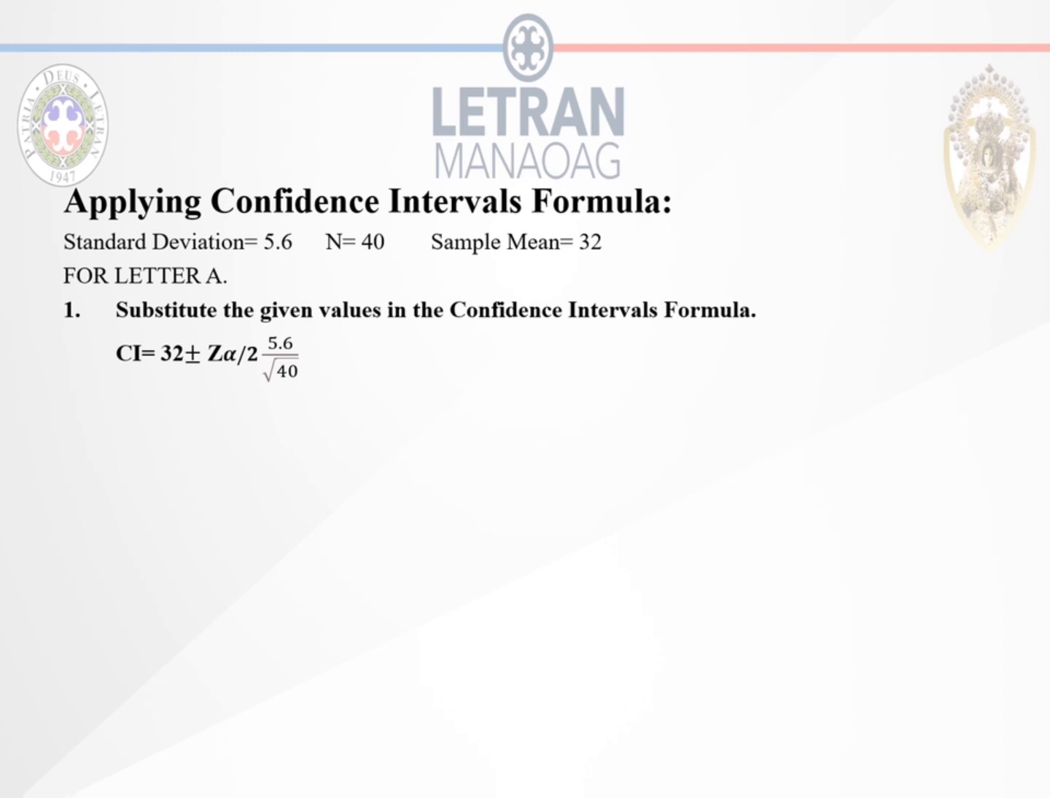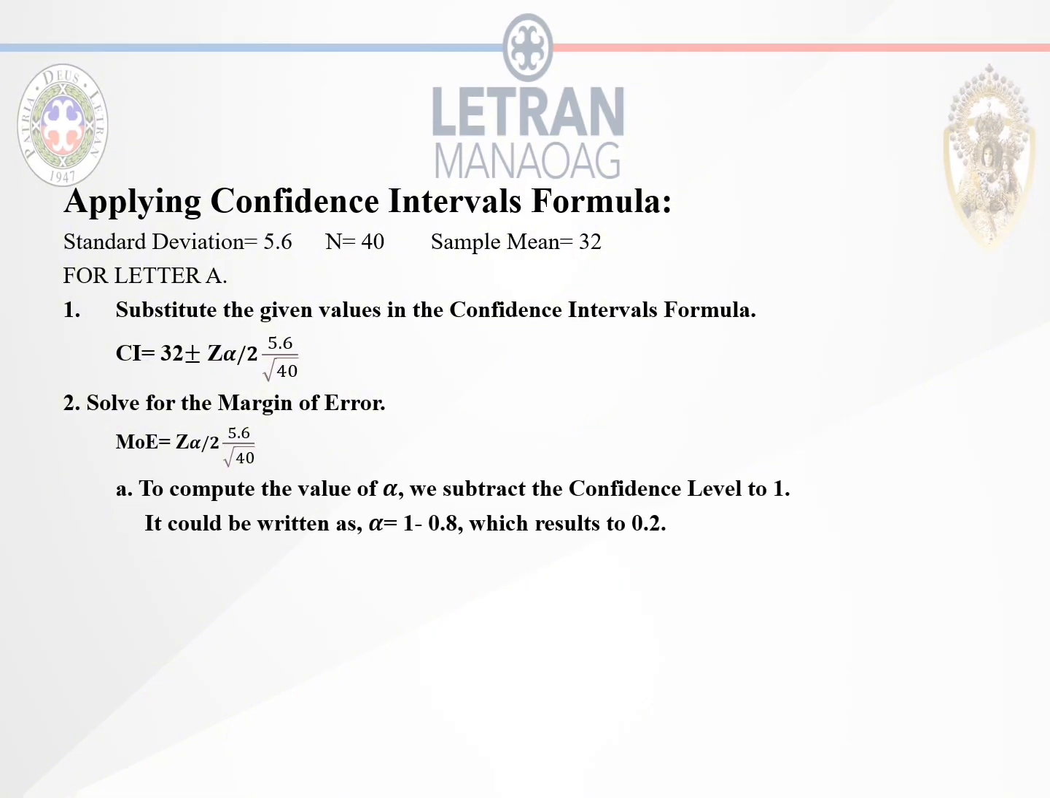root of 40. As we can see, the missing value for the formula is the margin of error, which can be solved by dividing the z alpha by 2 and then multiplying it to the quantity 5.6 divided by the square root of 40. In order to complete the formula for the margin of error, we have to solve first for the alpha by subtracting 80% from 100%, or expressed as 1 minus 0.8, which results to 0.2. Then we divide it by 2, which will give us 0.1.